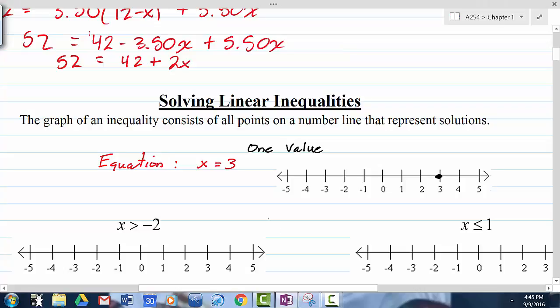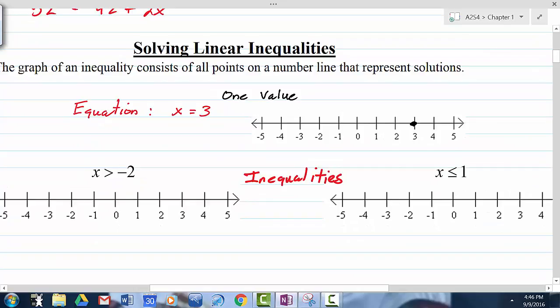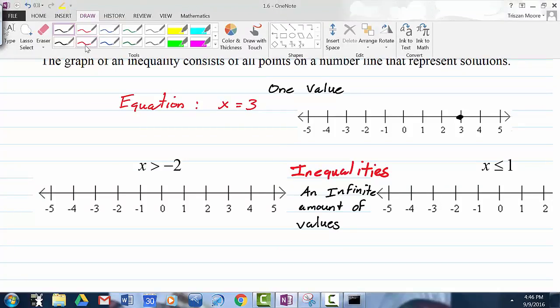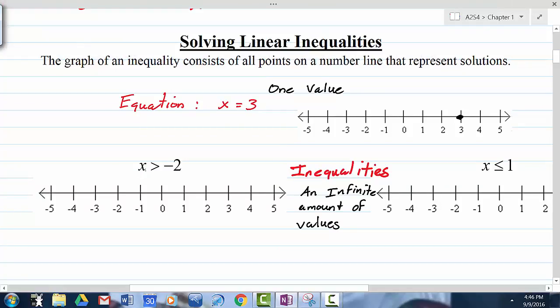actual equations. However, when you're dealing with inequalities, like these two right here, you're not talking about one value. You are actually talking about an infinite amount of values. So now when you're dealing with these things, just understand, say for example this says x is greater than -2, then you're talking about every single value greater than -2. And that's an infinite amount of numbers.